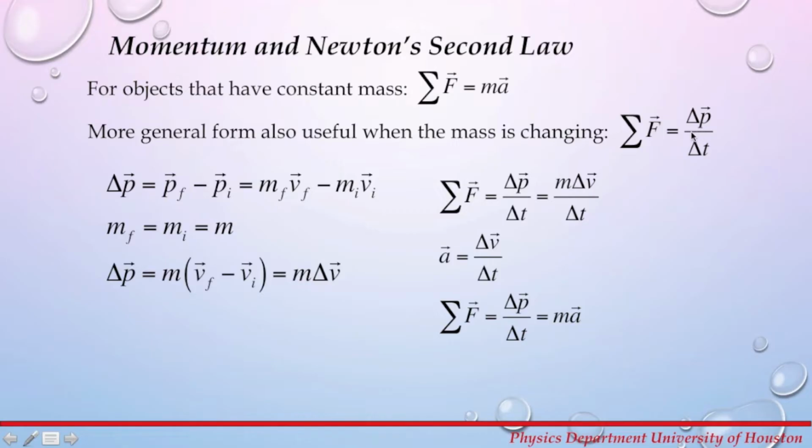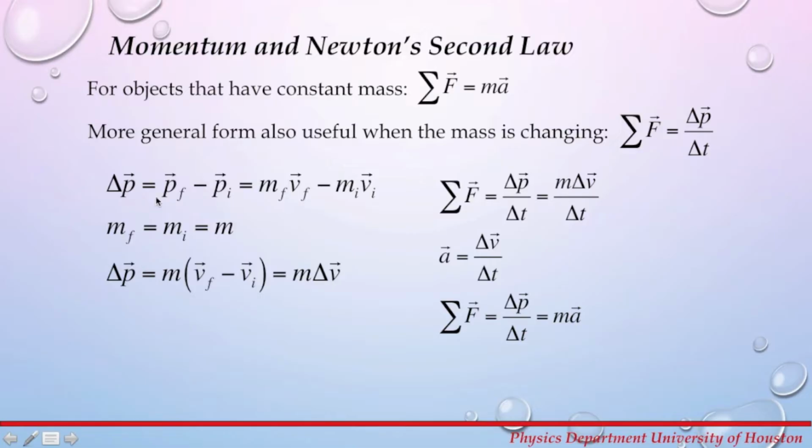The net force acting on an object is equal to the change in its momentum divided by the time interval during which the change occurs. The net force is the rate of change in momentum in time. To show the connection between these two expressions, we have to consider the change in momentum. Remember that momentum is mass times velocity.